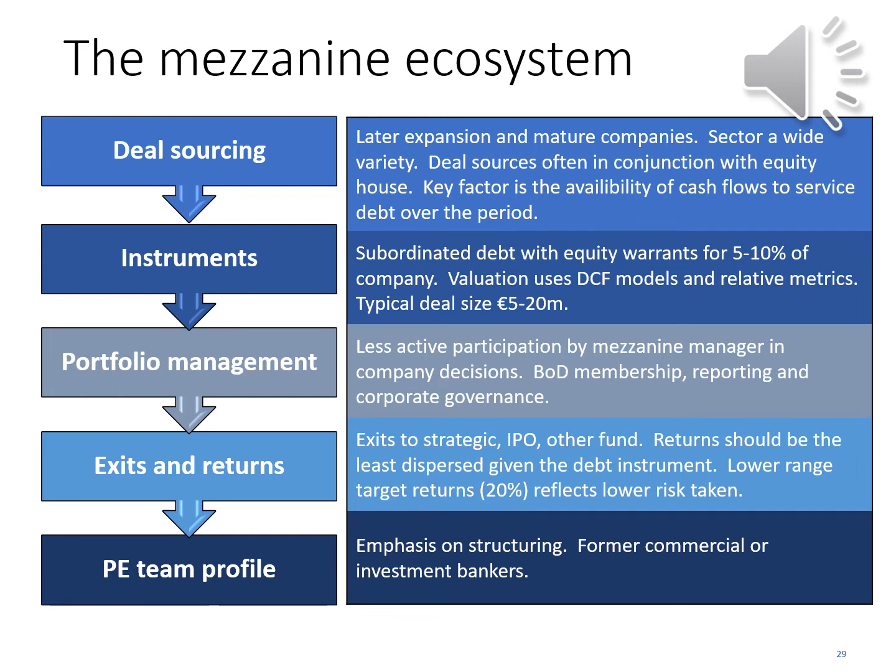The mezzanine manager doesn't participate so much in the company decisions. They may have a board seat, they may not. They would generally look for regular reports from the company and the fact the company would have reasonable corporate governance in place, such as audited accounts. The exits of the mezzanine fund, the target returns are going to be lower because they're taking less risk, and their target returns is typically between 15 and 20%. And the profile of the mezzanine team is very much a kind of financial profile.